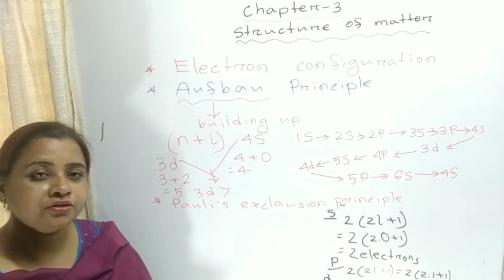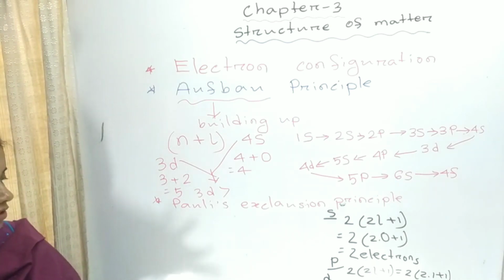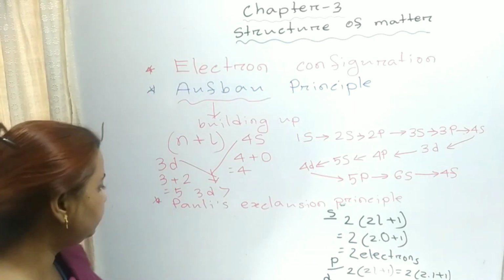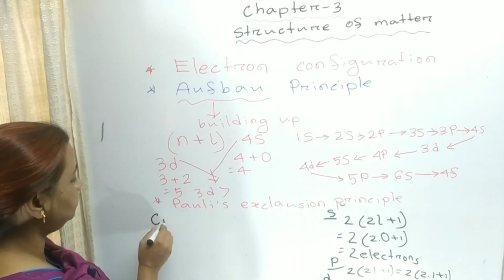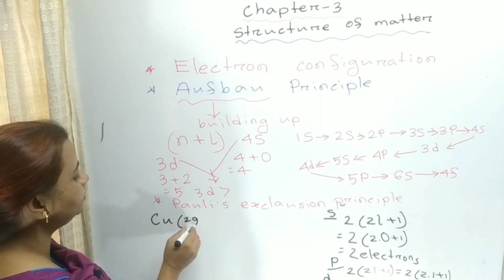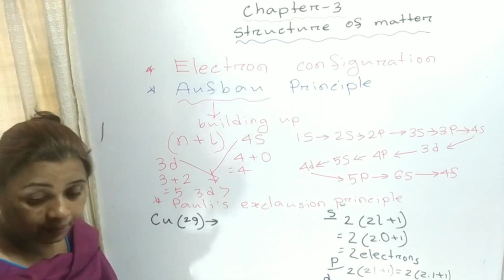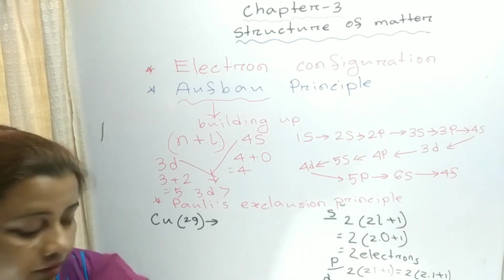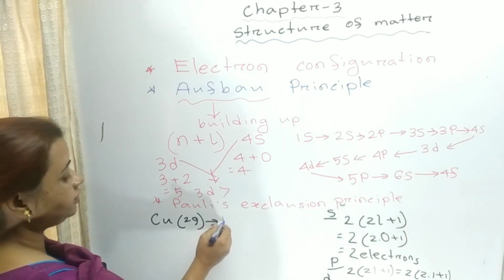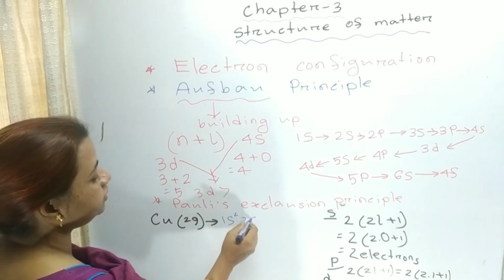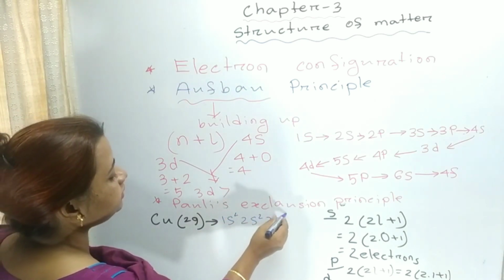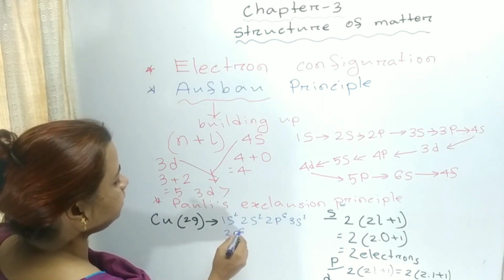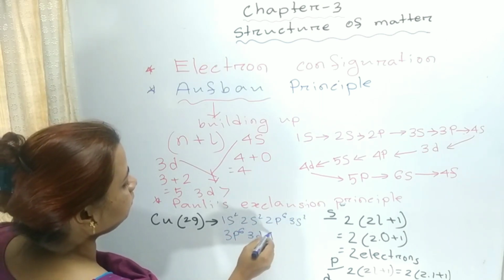Students, have you understood the electron configuration however I have discussed? If you understand, now I am giving you copper. Can you try? Okay, I want to help you. At first 1s2, 2s2, 2p6, 3s2, 3p6, 3d, 4s.